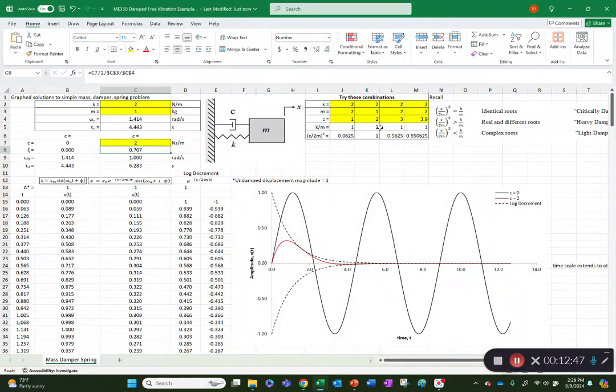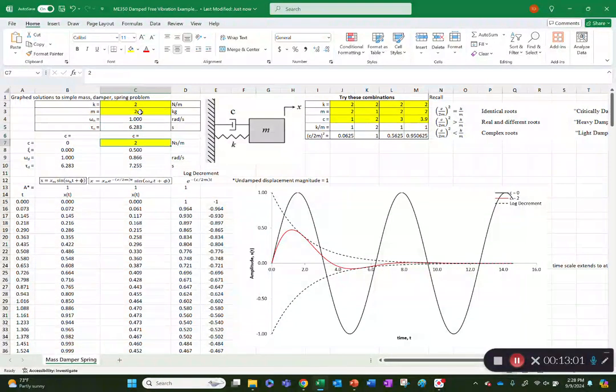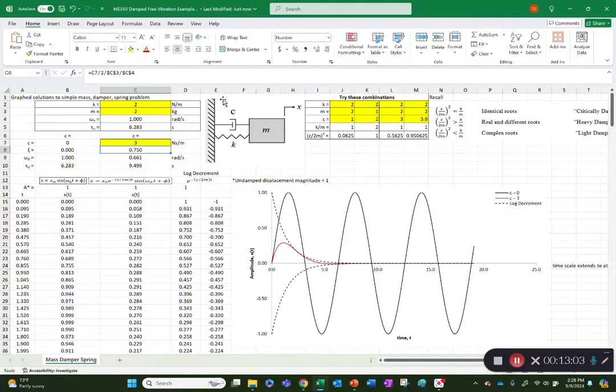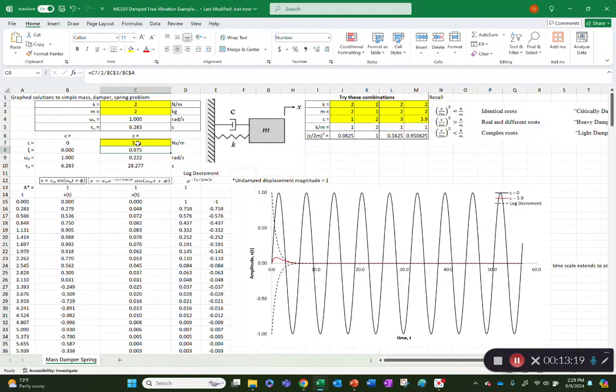Let's see if we try here. We go 2, 1, 2, 1, right there. That's close. Let's go for 2, 2, 3. And 3, boom, and that's a 0.75. So still not a critical damping. All right, let me see if I go 3.9. All right, so 2, 2, and 3.9, boom.